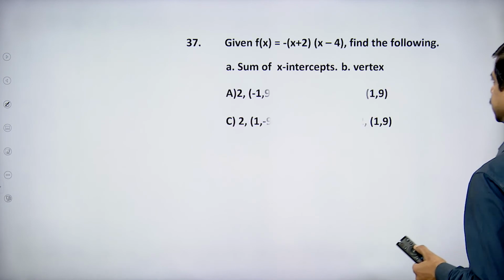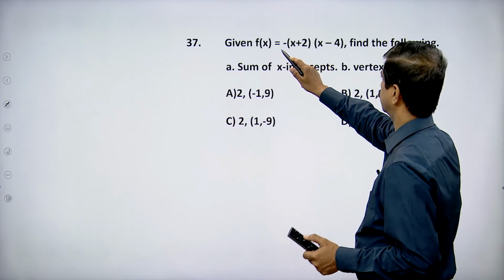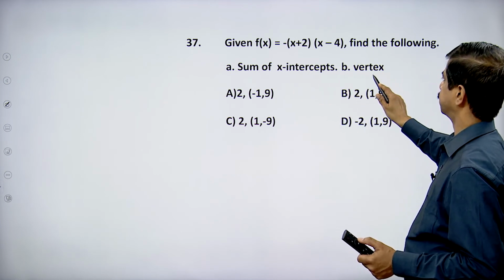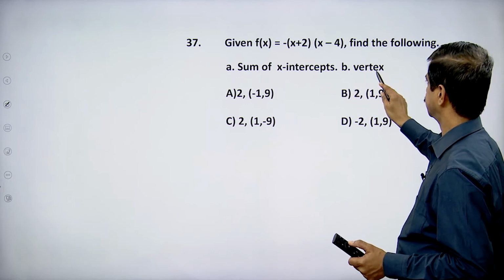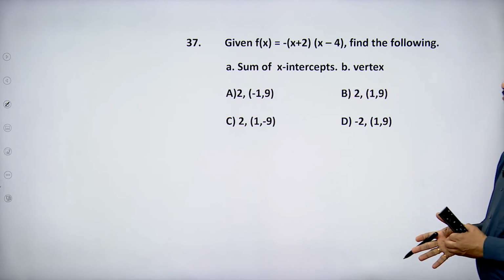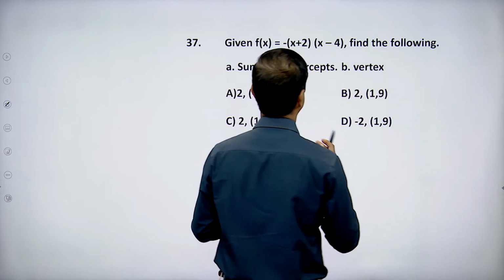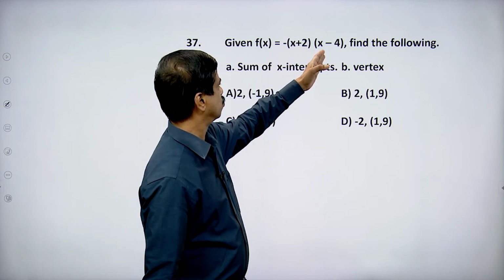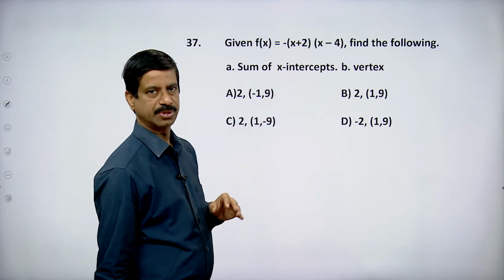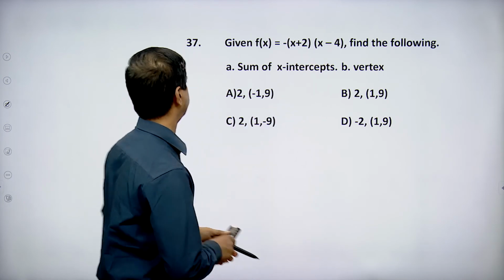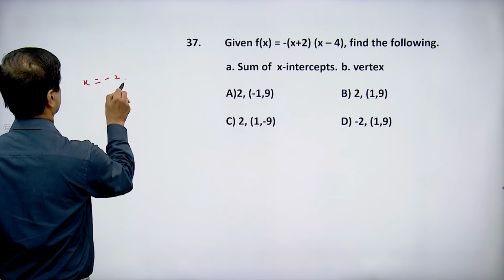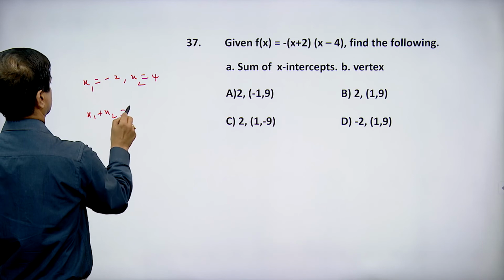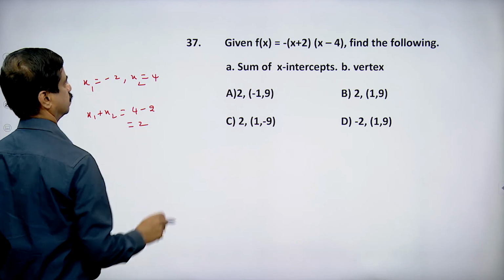So let us go to the next question. Look at this, y equal to minus of x plus 2 into x minus 4. Find the following: A, sum of x intercepts. B, vertex. Sum of x intercepts means where all it is cutting the x axis. So at x equal to minus 2 and at x equal to 4. Sum of x intercepts means 4 plus of minus 2, x1 plus x2. 4 minus 2 is 2.